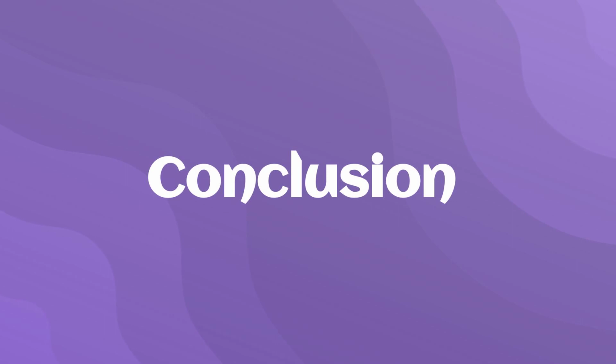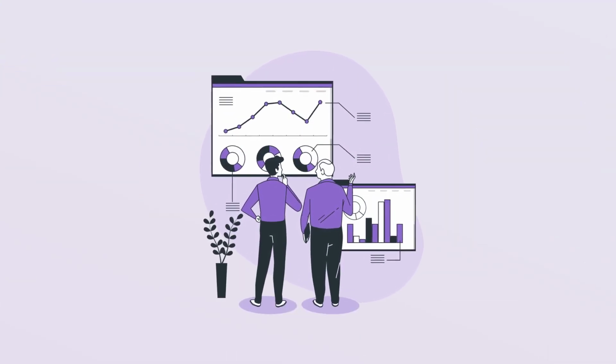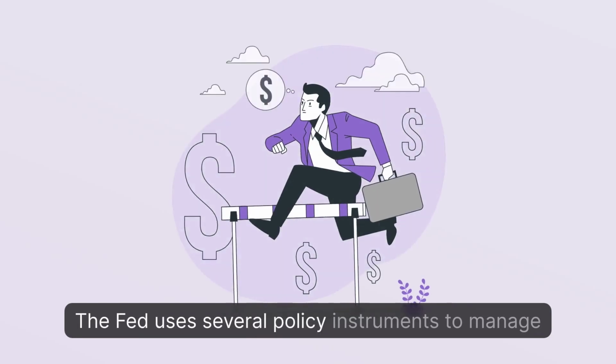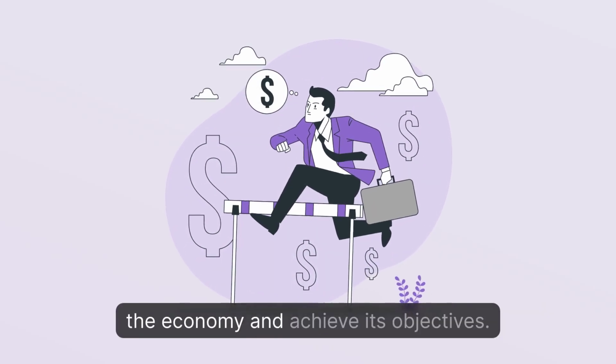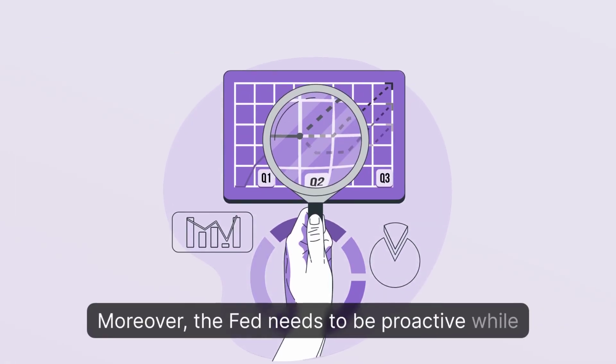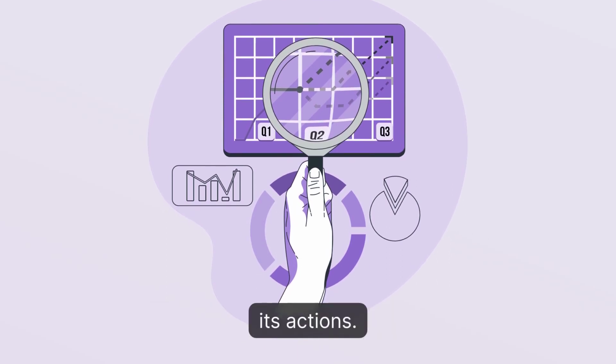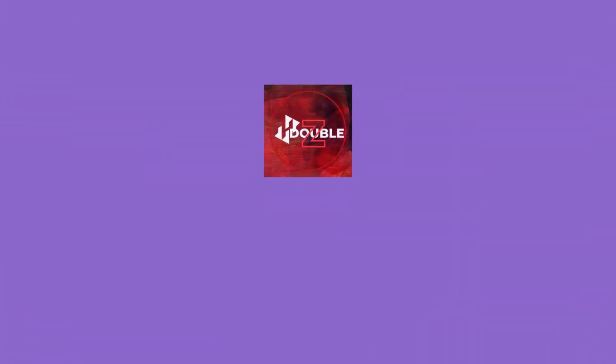Conclusion. Decoding the U.S. monetary policy is an intricate process. The Fed uses several policy instruments to manage the economy and achieve its objectives. Moreover, the Fed needs to be proactive while considering the time lags and unintended consequences of its actions.